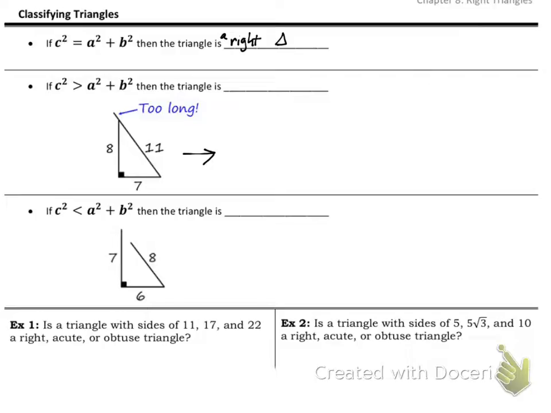So maybe not a completely accurate drawing of this would be something like this. That is too off the wall crazy. There, that's a little more accurate. Alright, so this would be 11, this would be 7, this would be 8. So our triangle is obtuse.